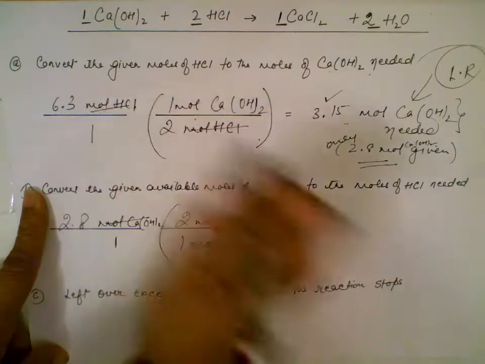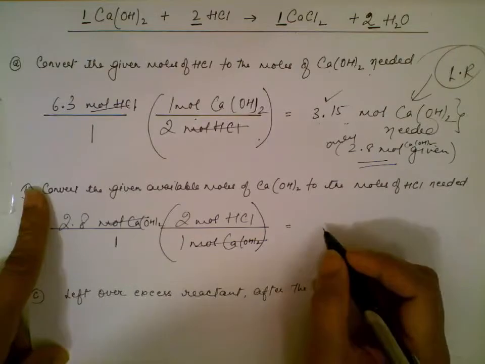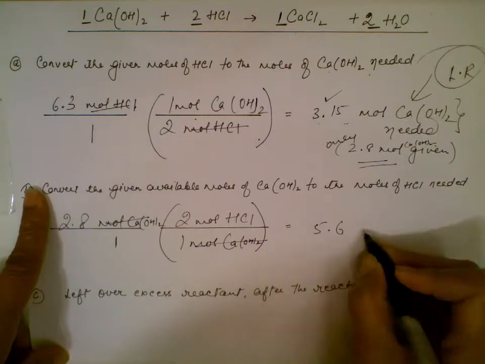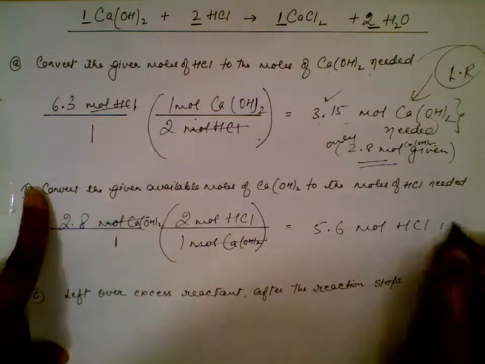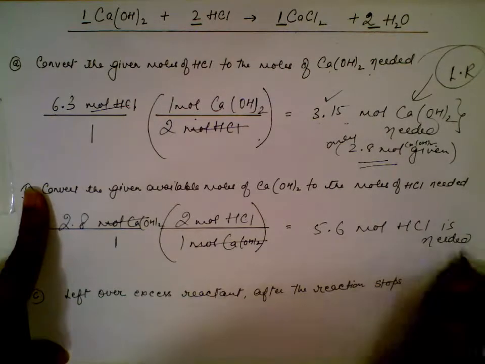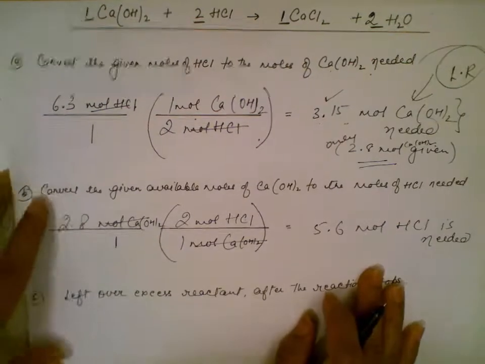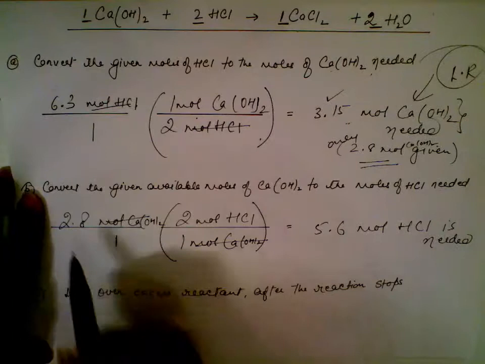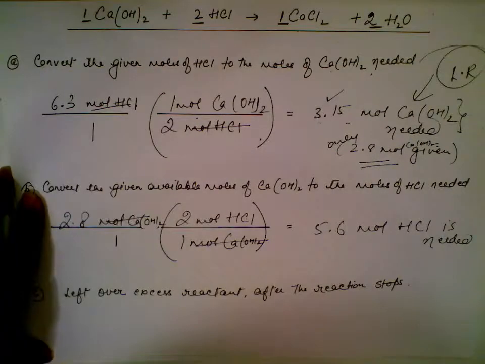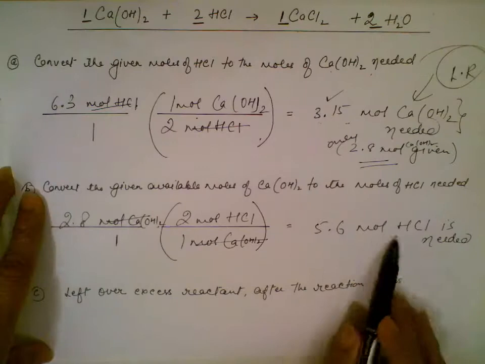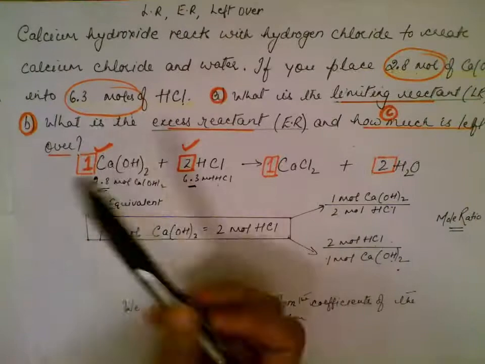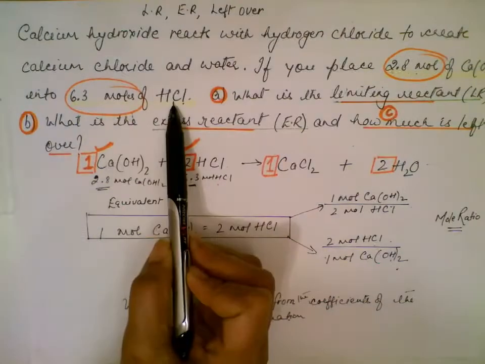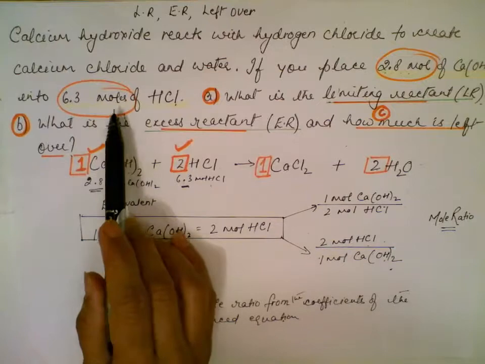Here also, don't forget to cancel the same units. When you solve this, you're going to get 5.6 moles of hydrogen chloride. And these are the moles of hydrogen chloride that are needed to react when you are using 2.8 moles of calcium hydroxide. Now let's look at the problem. So 5.6 moles of hydrogen chloride is needed. However, in the problem you are given 6.3 moles of hydrogen chloride, right? So this is more than what you need. You are given more than what you need.